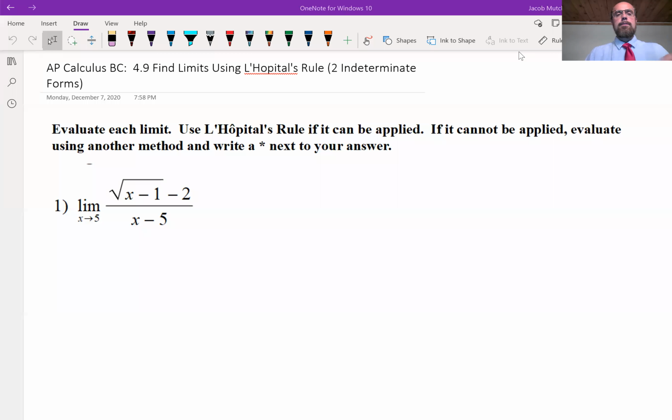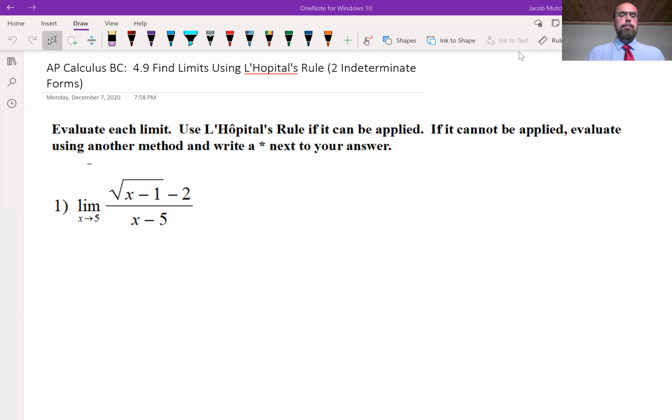Welcome to Calculus. Today we will investigate finding limits using L'Hopital's rule, looking at the two indeterminate forms. We'll look at three examples. Our first example is the limit as x approaches 5 of the fraction square root of x minus 1 minus 2 over x minus 5. And we want to apply L'Hopital's rule.